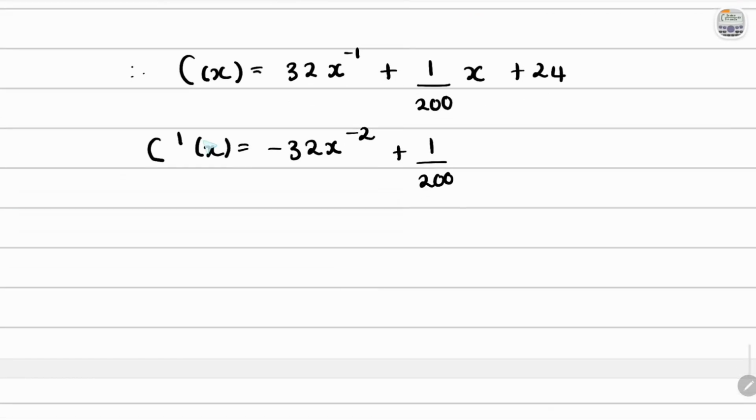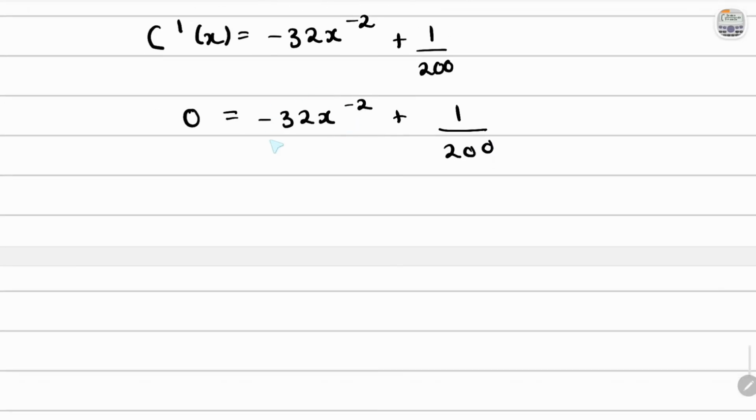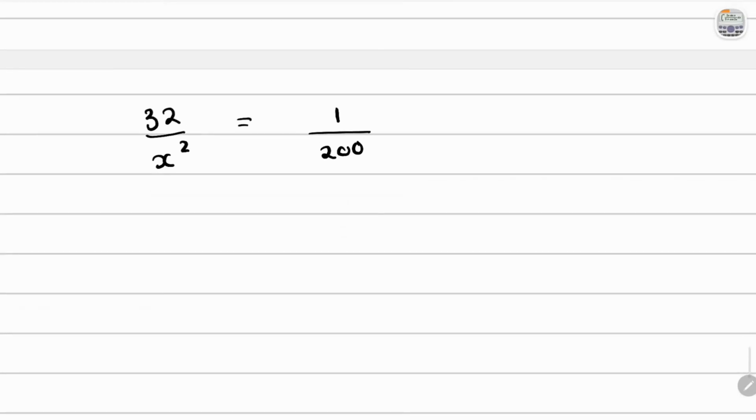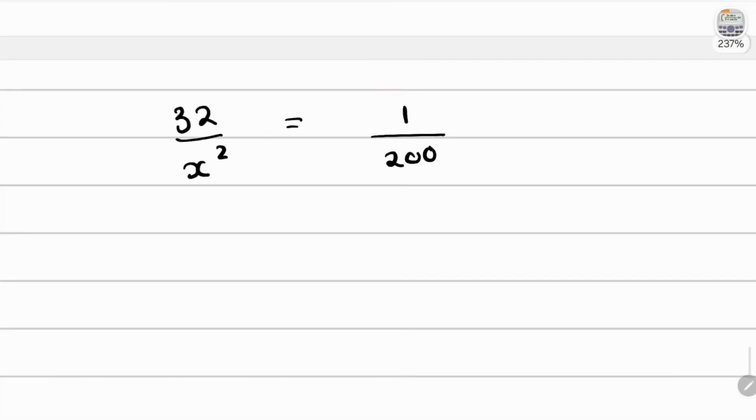And now to find that minimum value, you must make the gradient equal to 0. So this is -32x raised to the power of -2 plus 1 over 200. And then we can transpose this. So that's going to change the sign of the 32. That is 32 now, x raised to the power of -2. We might as well pull that x down to the denominator. So now it's x to the power of +2 is equal to 1 over 200. And now we can just solve for x.